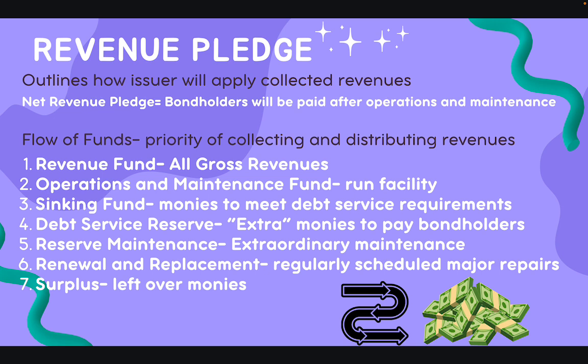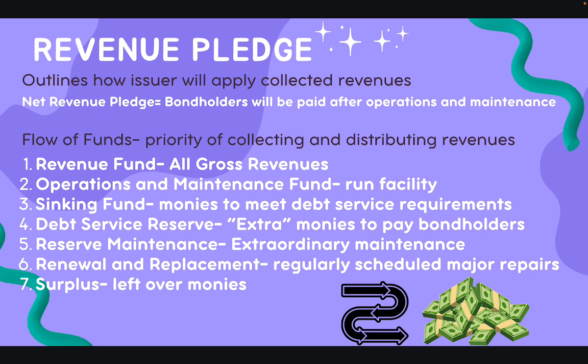And then there's the flow of funds, which just illustrates the priority of collecting and distributing these revenues. So first of all, we've got the huge revenue fund. All the gross revenues are in there. And then we have our operations and maintenance fund. And remember, we promised in our trust indenture to keep those separate. So those run the facility.